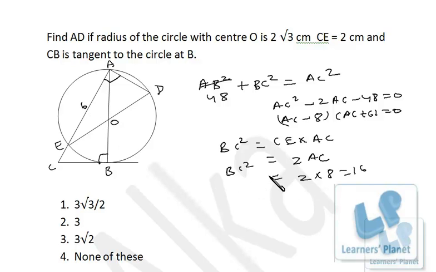Now BC, we don't actually need. ED, we know that is 4 root 3. Now this angle is 90 degree, this is hypotenuse. We can put up the Pythagoras theorem. So that is 48 minus 36, so that's 12. That is AD square, so AD will be root 12, or we can say 2 root 3. Okay, so I hope you are clear.